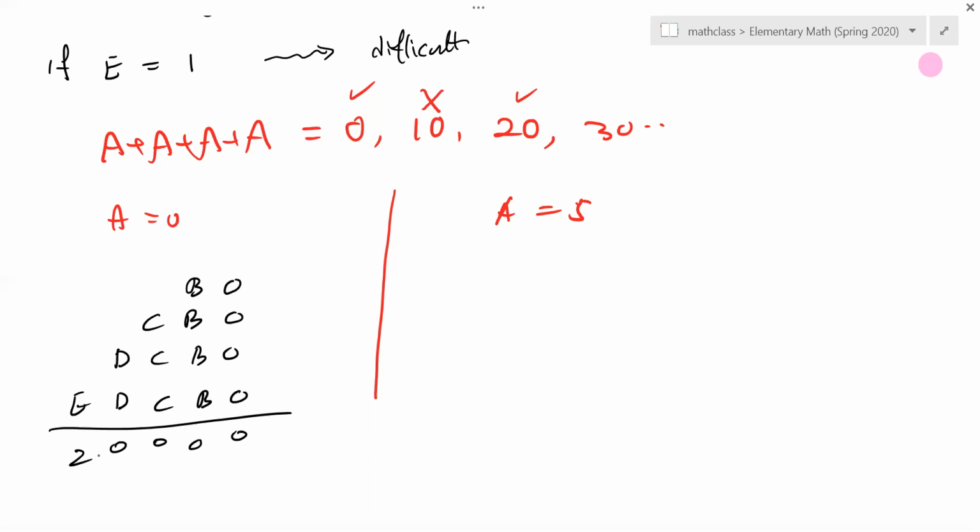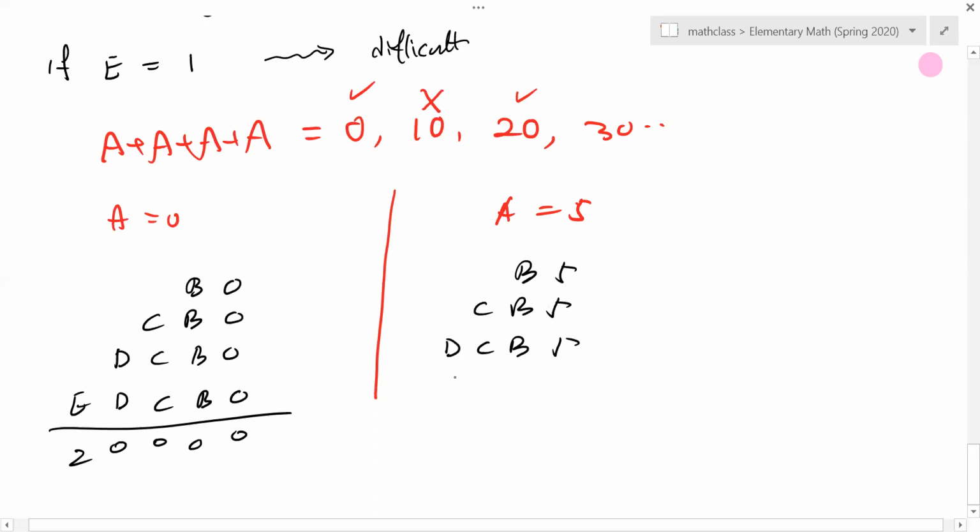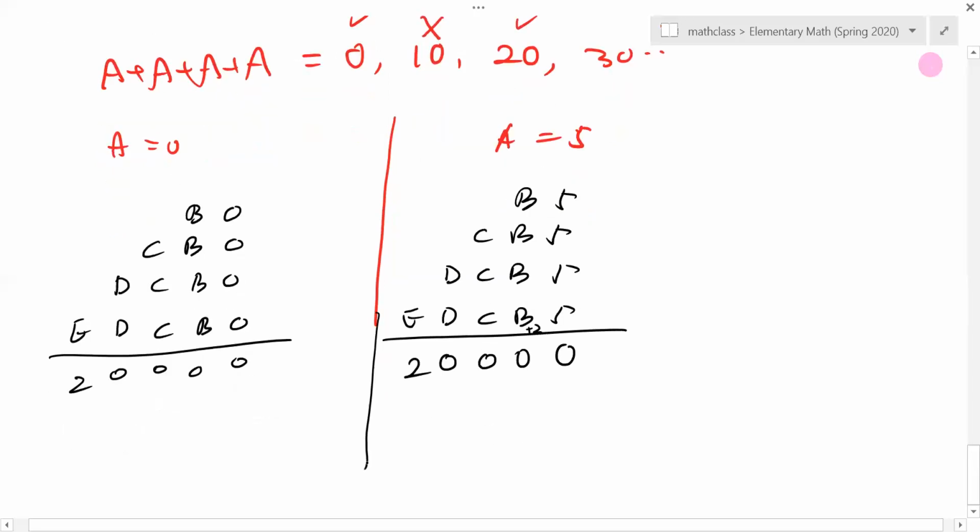Well, it's getting a larger tree here, right? Yeah. The other one will be B5, CB5, DCB5, and EDCB5. And you get 0. Now you have to add 2 here. 0, 0, 0, 2. But we don't know which side will get into the dead end.